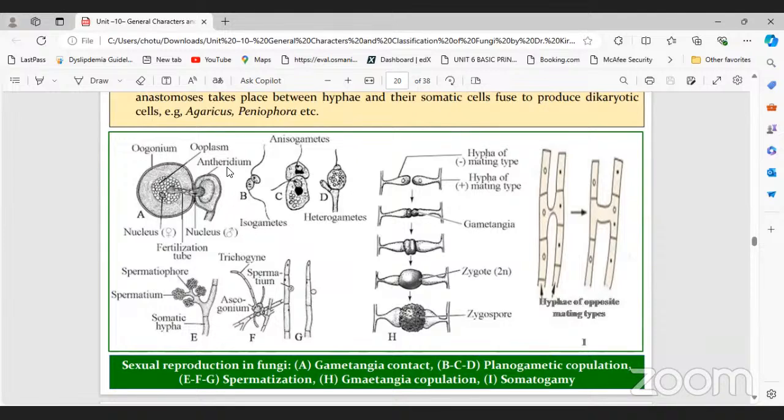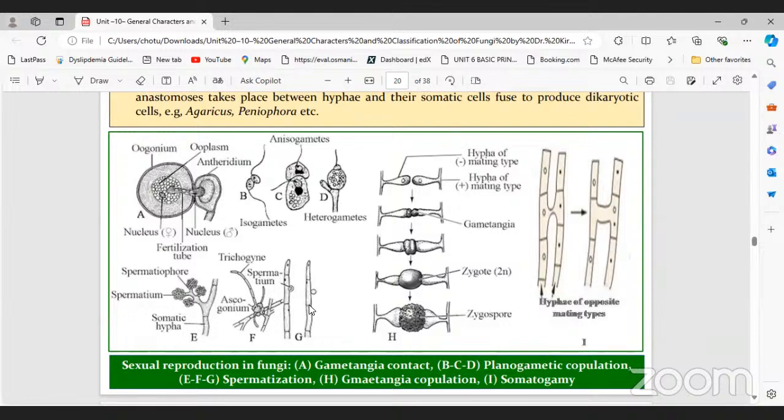Gametangial contact: C. The antheridium, oogonium, female, male. Fertilization tube. This is a nucleus, oogonium. This is the ooplasm, antheridium. The fertilization tube enters from the male into the female oogonium. And isogamous, see, male and female. This one also, male and female. Same in heterogamy, male and female. Next, E, F, G, spermatangia.